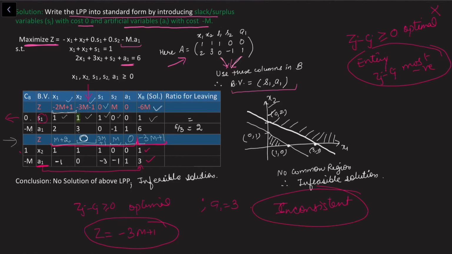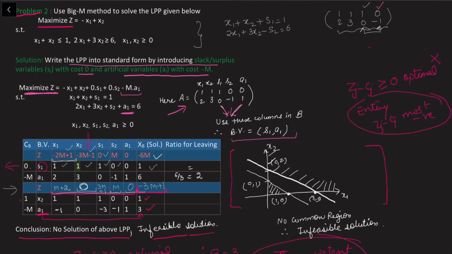The artificial variable has not left the basis, so I'm going to conclude that there is no solution to the above LPP, or an infeasible solution. And to make it more justifiable, I have solved the graphical solution also. You can see that the initial problem has two variables. If I draw a graph of the initial problem, one constraint gives me this region and another constraint gives me this region. There is nothing common between these two. So from the graph, we can easily understand what we mean by an infeasible solution.